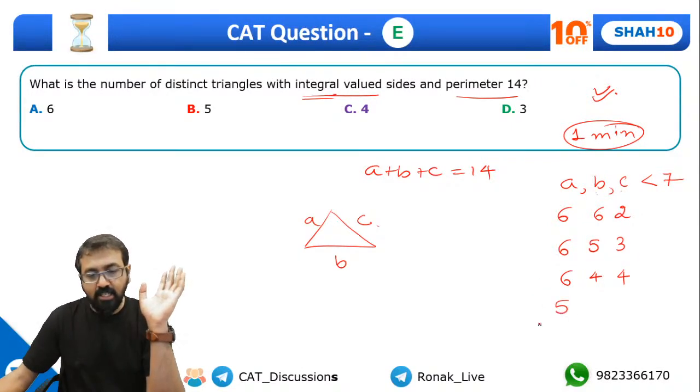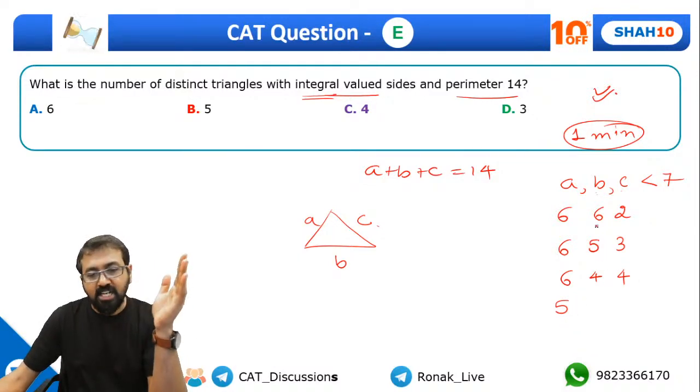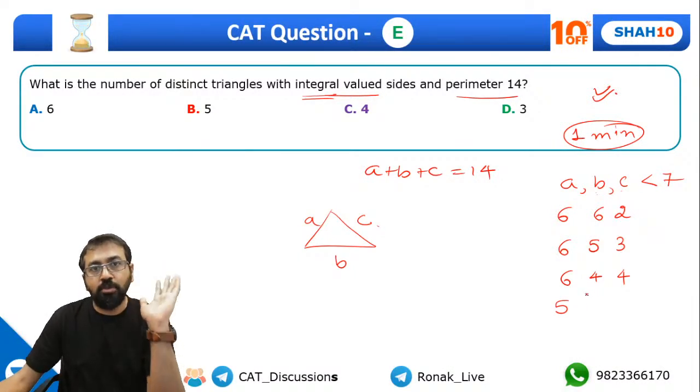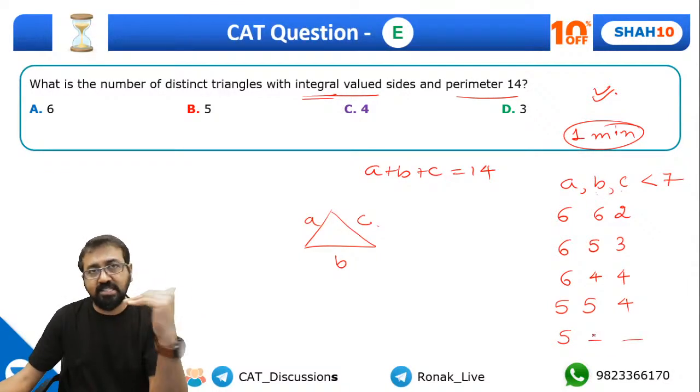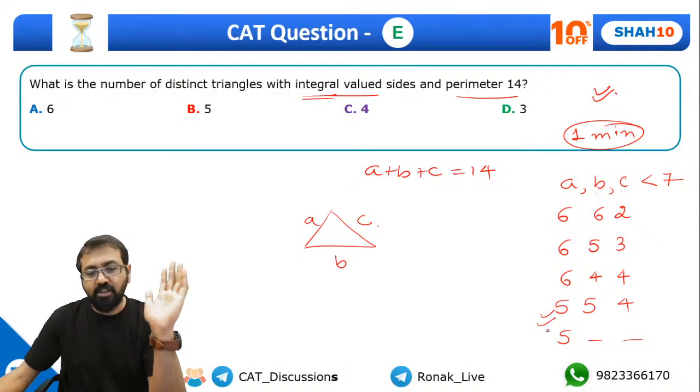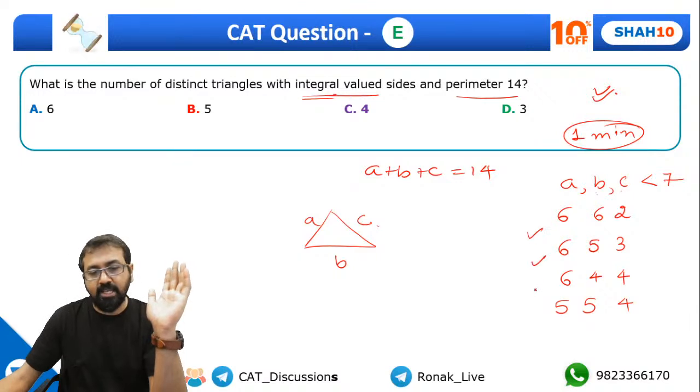What if I now take this side as 5? Of course the other two will be different. We can't take 6 because 6 has already been taken. So what are the possibilities for the summation to be 14? One is 5, 5, 4. The other is 5, 6, 3, but 5, 6, 3 we have already taken. You can't take any of these values as 6 now because 6 has already been taken. So there is only one possibility. The total number of triangles that you can make is 4. So you can make 4 triangles.